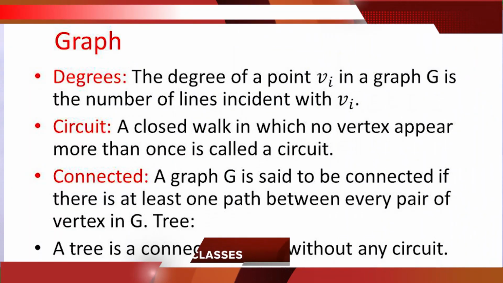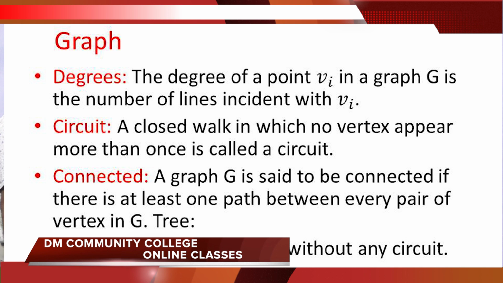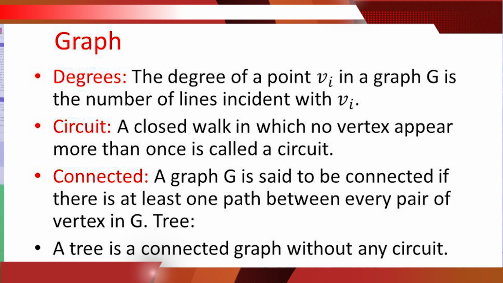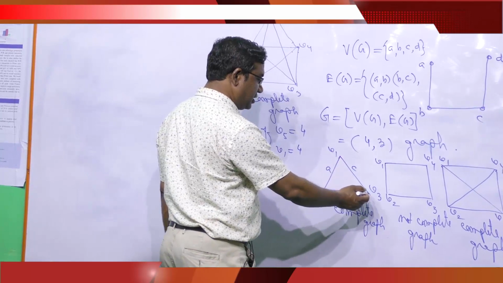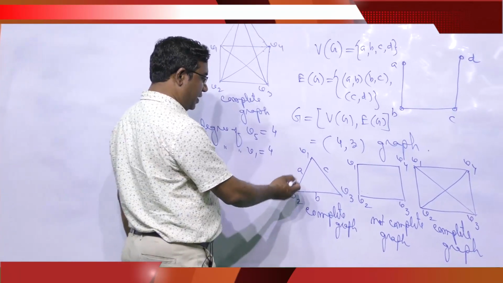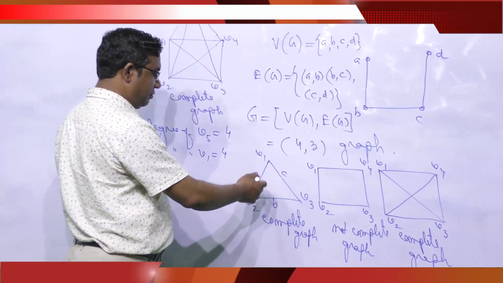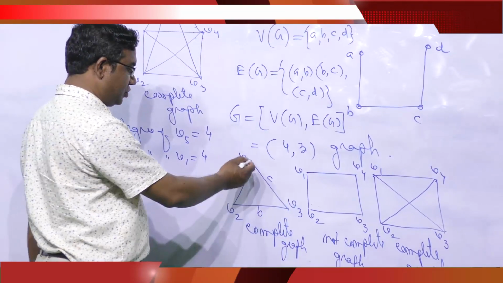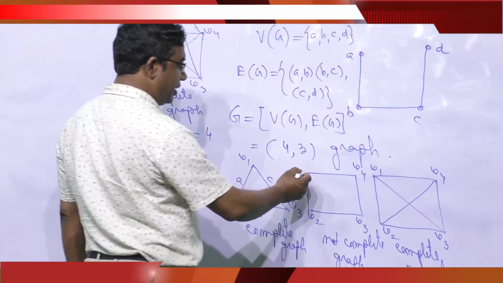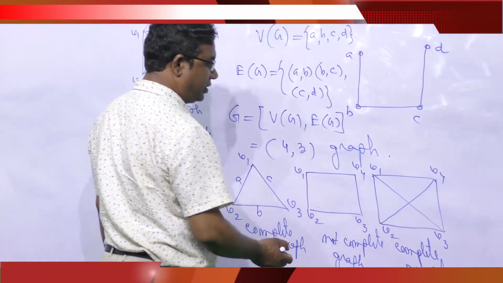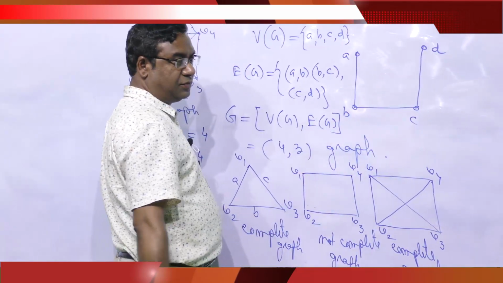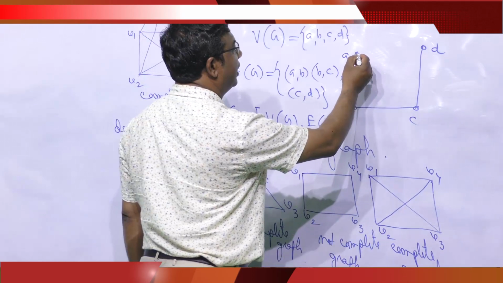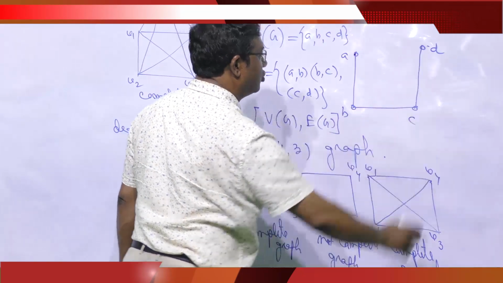Next, circuit. A closed walk in which no vertex appears more than once is called a circuit. Circuit means a closed walk. So this is a circuit. This is a closed walk. No vertex appearing more than once means no intersection is there. So this is a circuit, and this is also a circuit. This is a circuit. Here this is not a circuit. A and D are not joined.